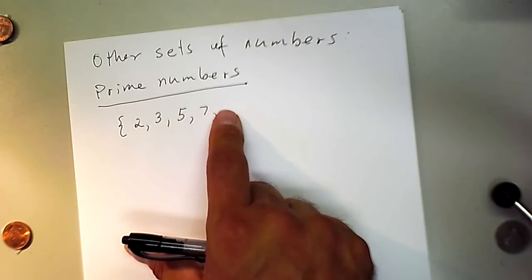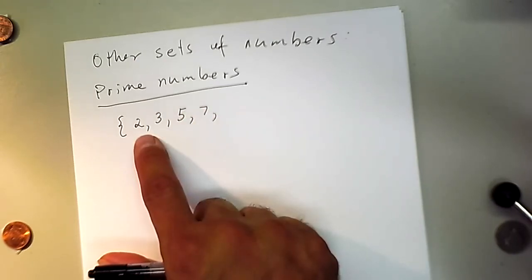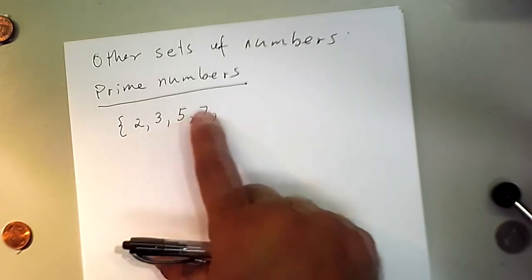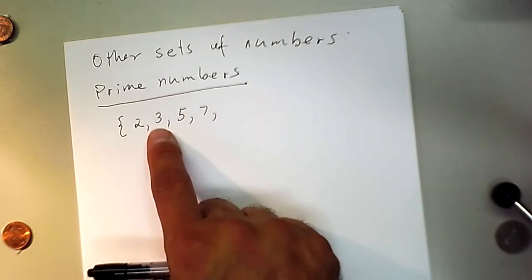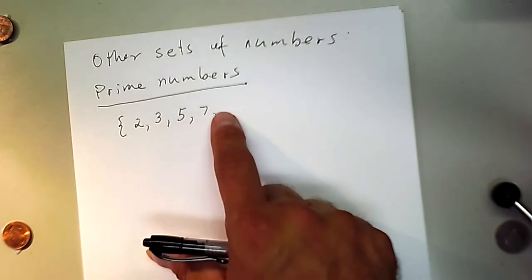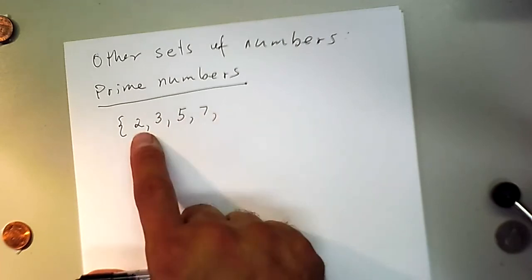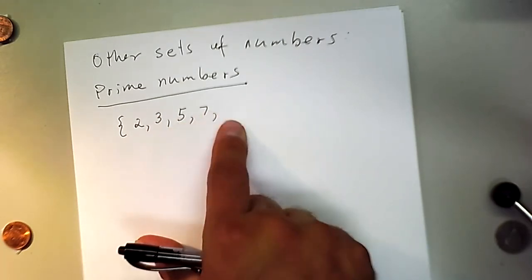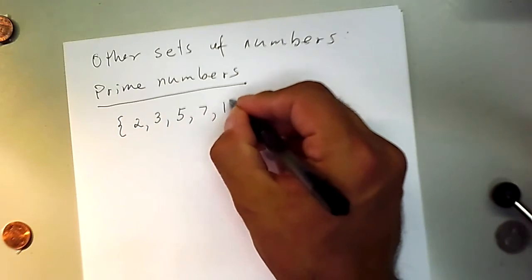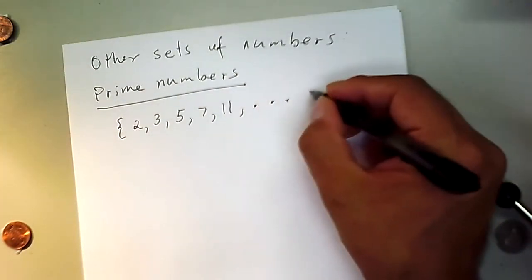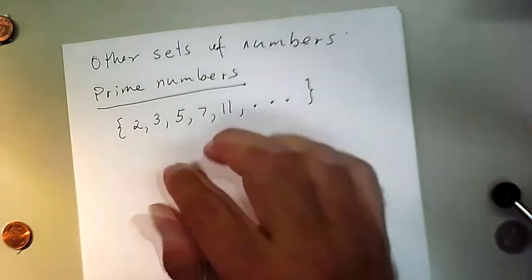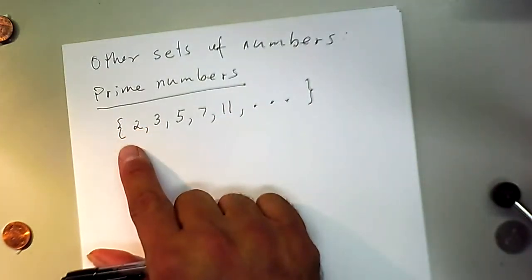8 is a multiple of 2. 2 times 2 times 2 is 8. So that is not a prime number. 9 is a multiple of 3. 3 times 3 is 9. So that is not a prime number. 10 is not a prime number because it is a multiple of 2 and 5. 11 is the next prime number. And we can continue this list without ending. So the prime numbers are a subset of natural numbers.